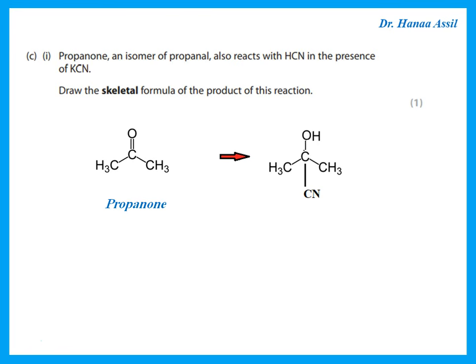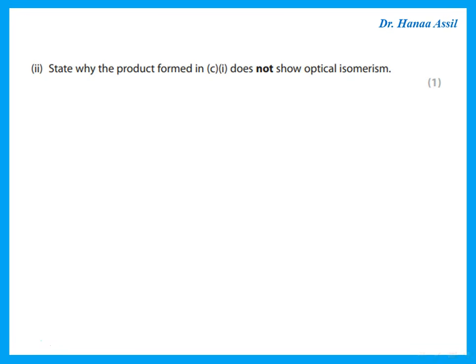But he wants the skeletal formula. So how do you draw this as a skeletal formula? This is the skeletal formula of the product. State why the product formed does not show optical isomerism. What is he talking about? He's talking about this product, and he's saying it's not an optical isomer.